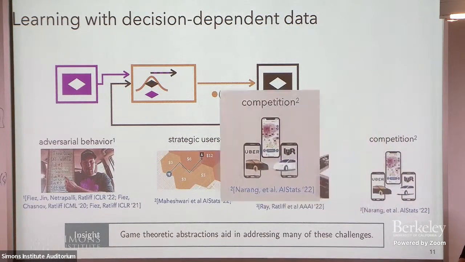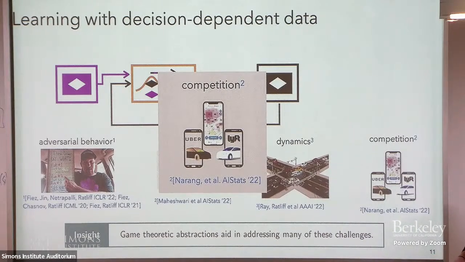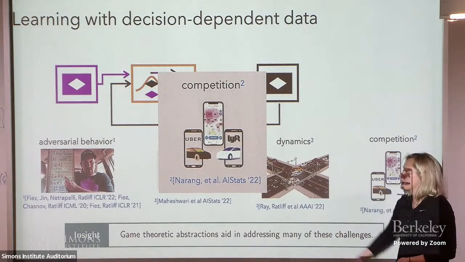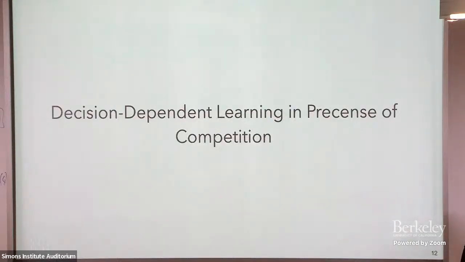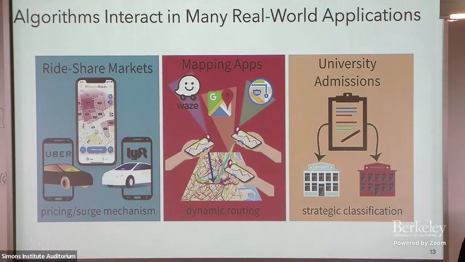And so for the rest of the talk, I'll just focus on this one particular area. So thinking about what happens when you have competition between decision-dependent learners. Okay, so I'll just motivate this again with a few other examples beyond the rideshare case. So in many real-world settings, you have algorithms that are interacting.